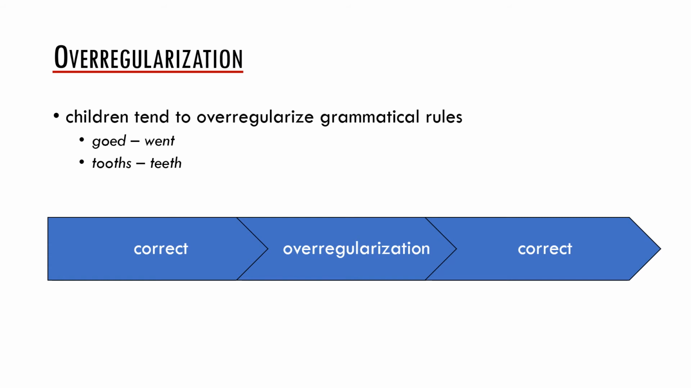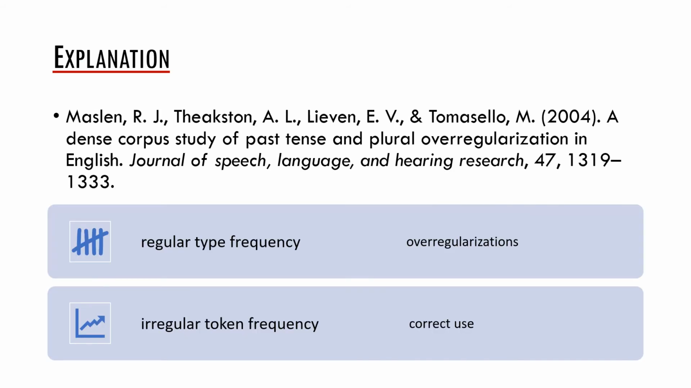At last, children uncover that there are certain words which are exceptions from the rules and start to use them correctly. However, a more credible interpretation comes from a study by Robert Marsland, Anna Theakston, Elena Levin, and Michael Tomasello. Based on dense corpus data, the authors argue that the tendency to over-regularize is a result of the frequency distribution of regular and irregular words.